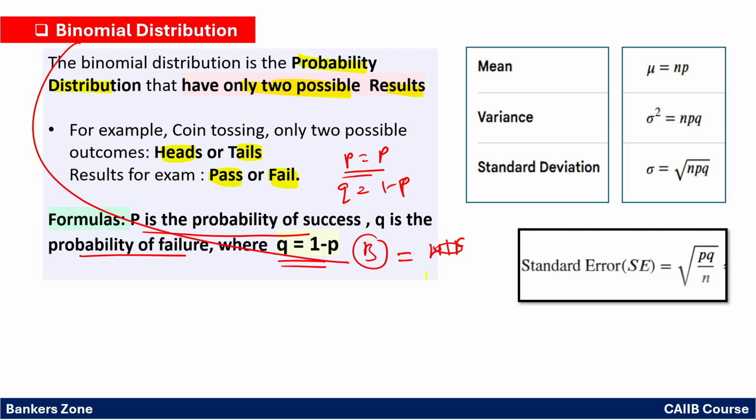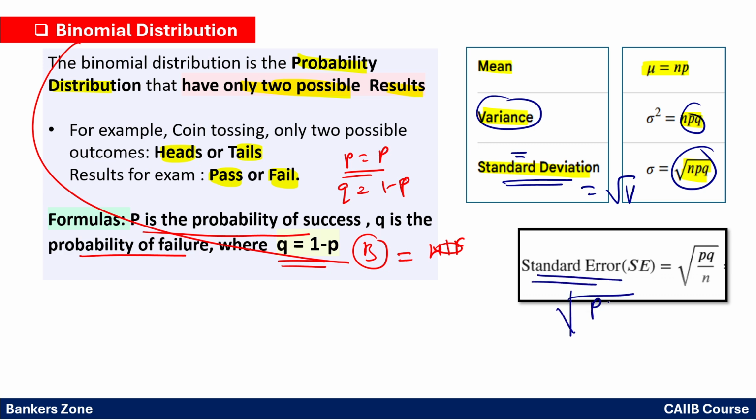Now, using binomial distribution, we have some formulas. For the mean, mu is equal to n into p, where p is the probability of success. Variance, sigma square, is n into p into q. Standard deviation is the square root of n p q. The standard deviation is simply the square root of variance. So the square root of npq is the standard deviation. What is standard error? The square root of pq upon n is the standard error.